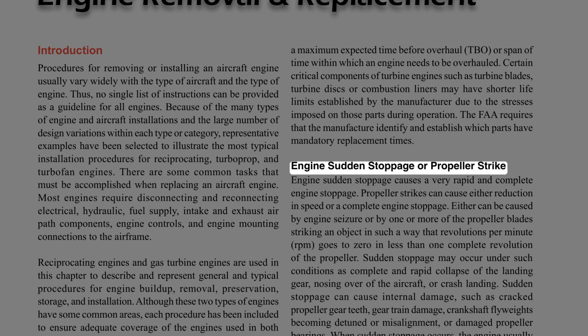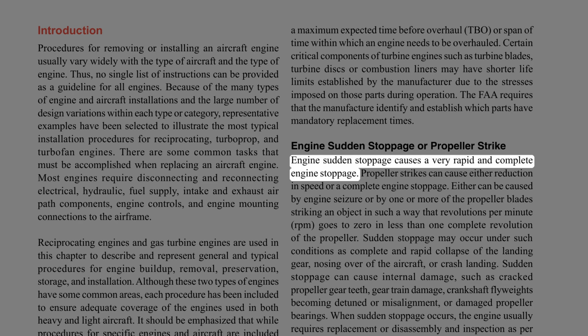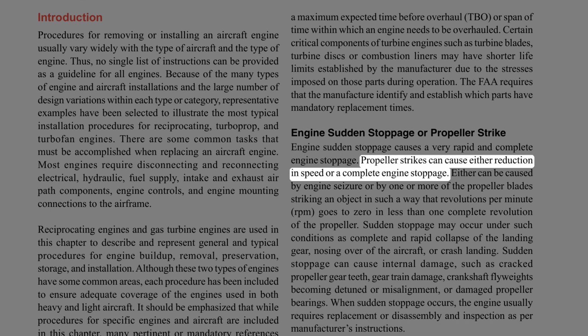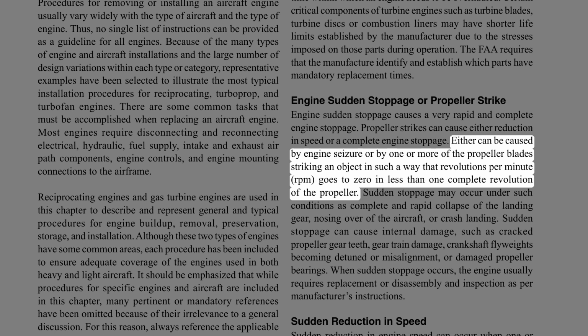Engine sudden stoppage or propeller strike. Engine sudden stoppage causes a very rapid and complete engine stoppage. Propeller strikes can cause either a reduction in speed or a complete engine stoppage. Either can be caused by engine seizure or by one or more of the propeller blades striking an object in such a way that revolutions per minute, RPM, goes to zero in less than one complete revolution of the propeller.